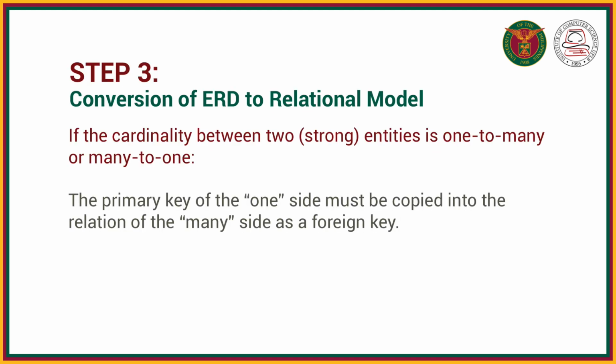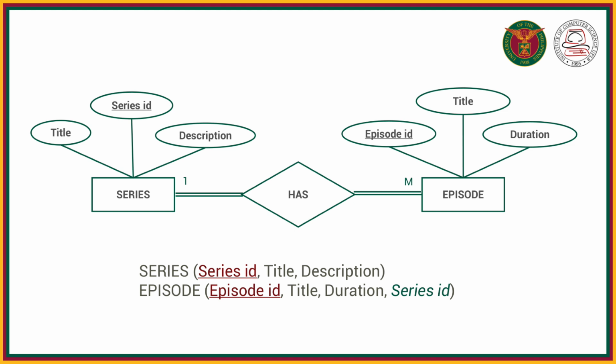Step 3. If the cardinality between two strong entities is 1 to many or many to 1, the primary key of the one side must be copied into the relation of the many side as a foreign key. So, kung meron tayong dalawang entities na 1 to many or many to 1, ano daw ang gagawin natin? Gagawa natin sila separate ng relation. For this example, we have series has episode. So, a series can have many episodes.